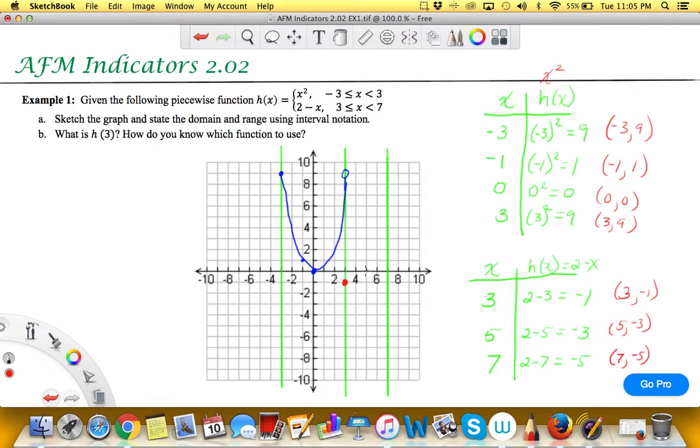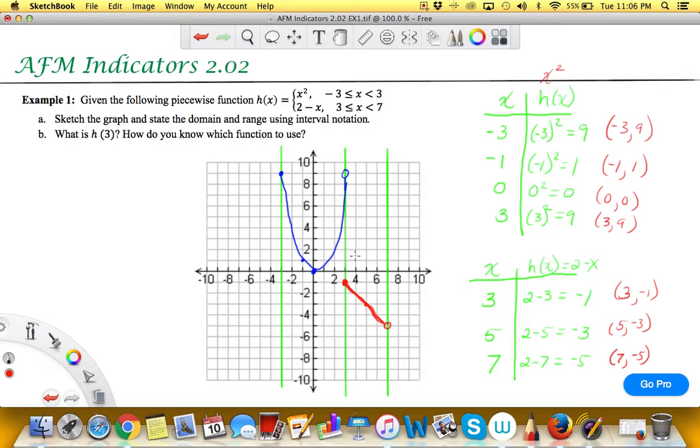So we have (5, -3). Okay, and then we have (7, -5). And notice this one is open circle because up here x is less than 7. So we can connect those 3 as best as we can. They are linear. So this is a line. It's not the straightest line, but it's a line. Okay, so this is a piecewise function.